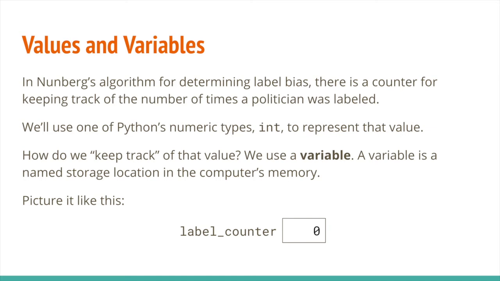So now we have a way of expressing data, and any instance of that data, any particular example of a piece of data, we're going to call a value. In Nunberg's algorithm for determining label bias, there is a counter for keeping track of the number of times a politician was labeled. That's a value.